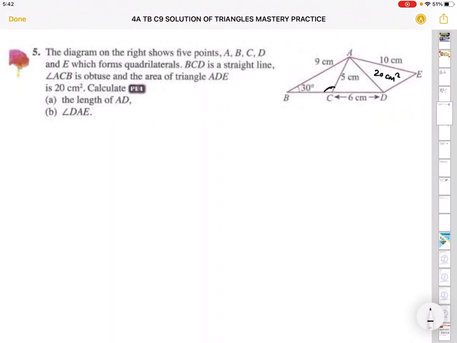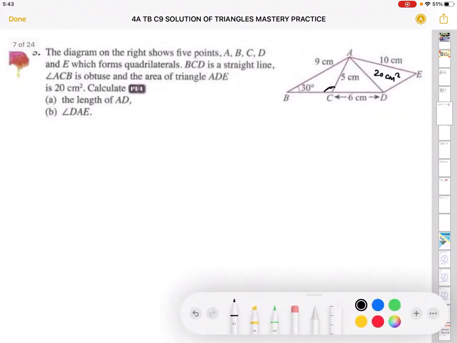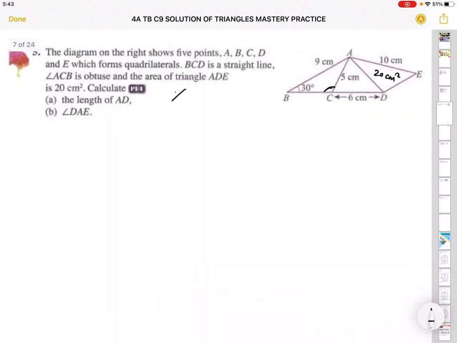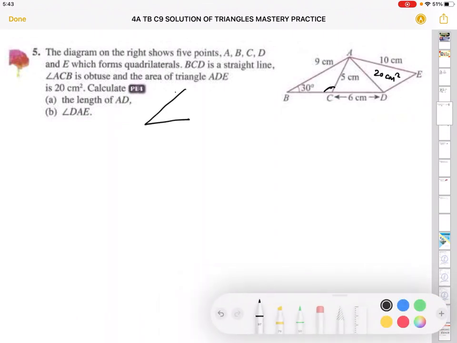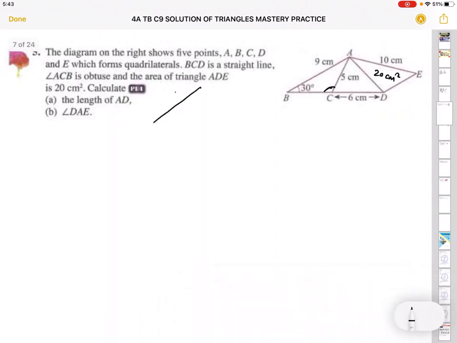To find the length of AD, in this case you might have to use two steps, because if you focus on triangle ACD, you can't really find it. You can't find it even from triangle ADE. So you may have to start from triangle ABC. Okay, so let's focus on triangle ABC. Let me just redraw one triangle so you can focus one at a time. So this is triangle ABC.